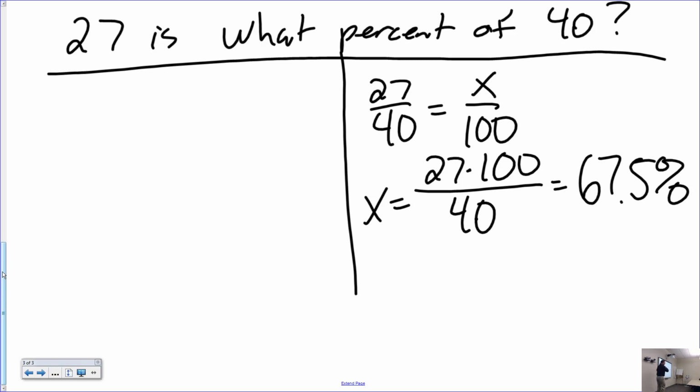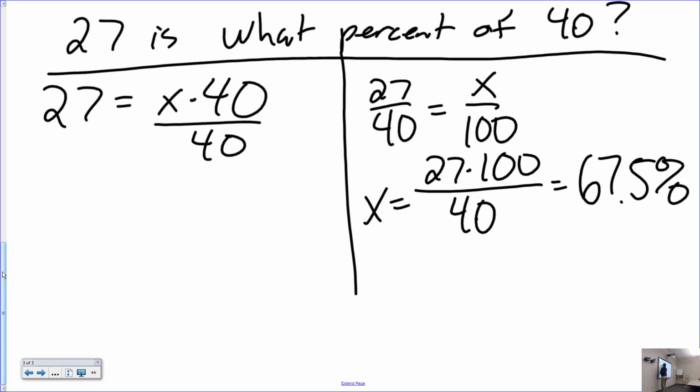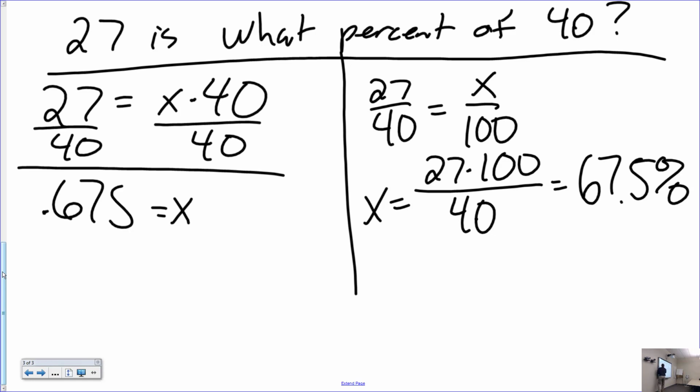Now, note, the translate technique, folks, is going to be a little bit hairy. So what do I write? 27 equals x times 40. And what do I do to get x by itself? Divide by the 40. What is x equal to? 0.675. Note what happened in the translate technique, folks. You got the decimal. I want the percent.